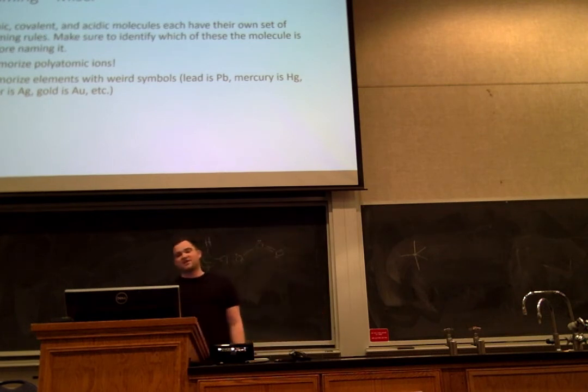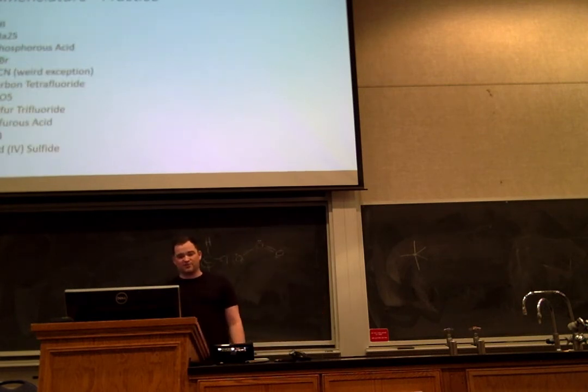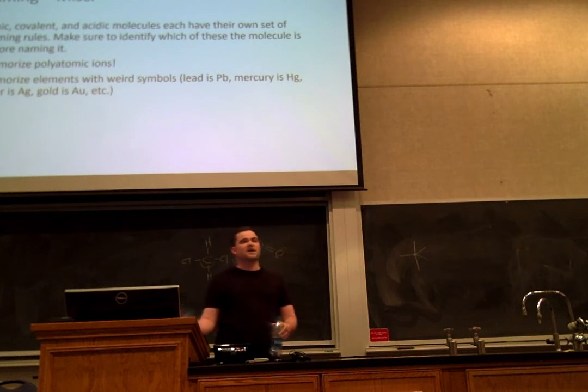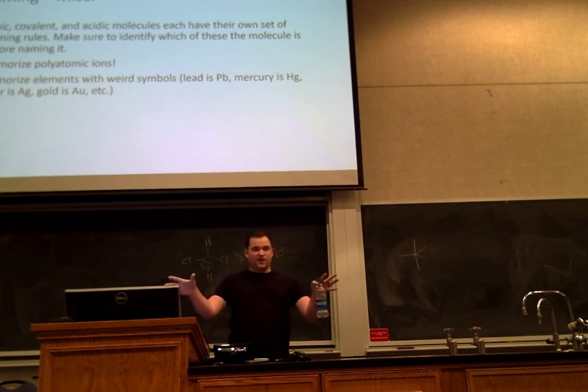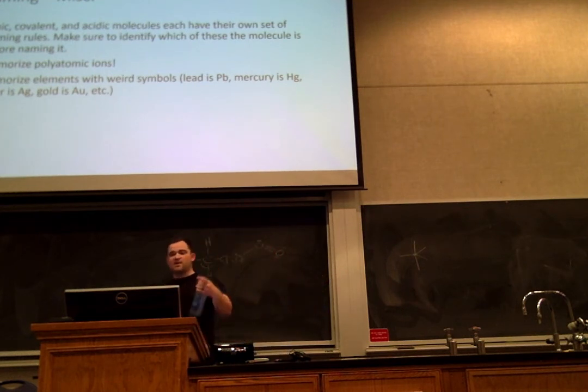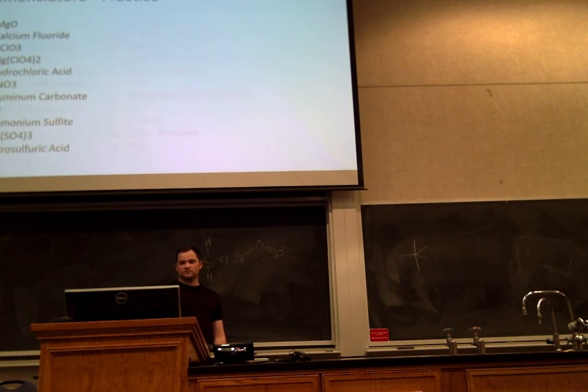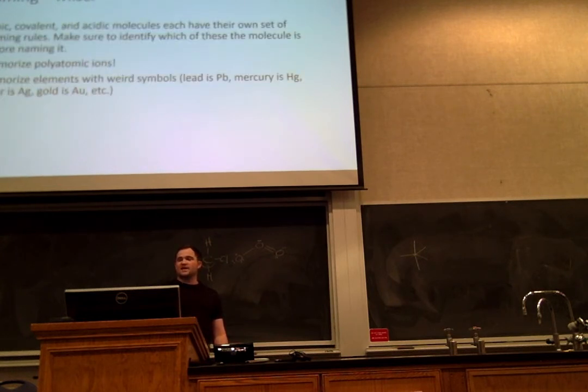So, I've been kind enough to include a ton of examples for you guys, practice. But make sure you identify which of those 3 it is first, because your naming rules are very different. Making sure you memorize the polyatomic ions and the elements, like lead, mercury, silver, gold, right? Yeah, they're not as straightforward as C is carbon, you know.